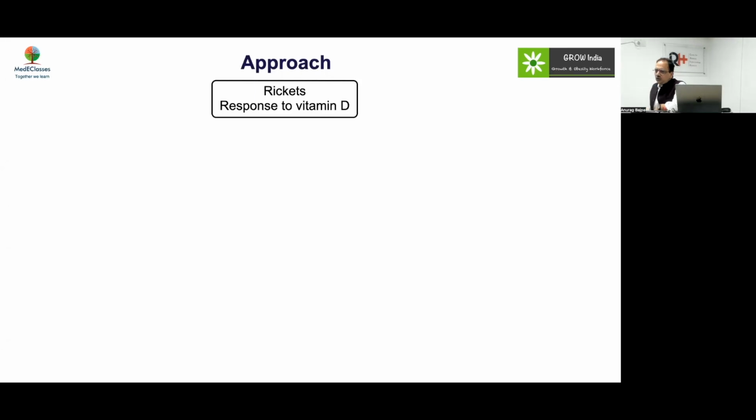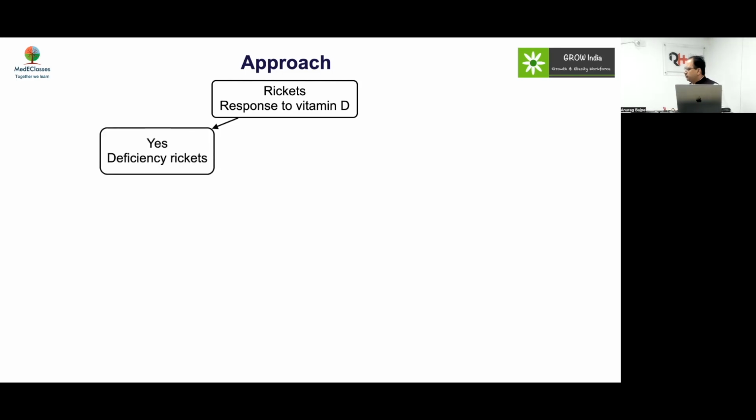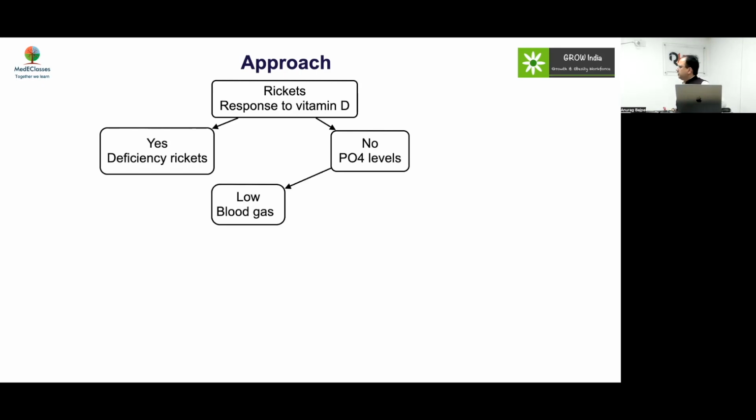First, of course, is to look for response to vitamin D, maybe wait up to a period of approximately 3 months. If there is response, it's a deficiency rickets. If there is no response, look at phosphorus. If phosphorus is low, you can have RTA, you can have VDDR, and you can have hypophosphatemic rickets. So look for blood gas.